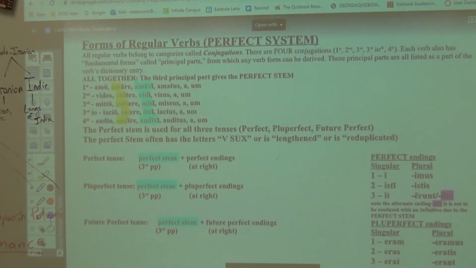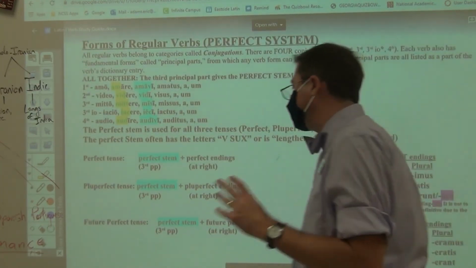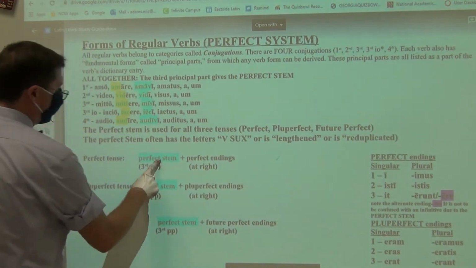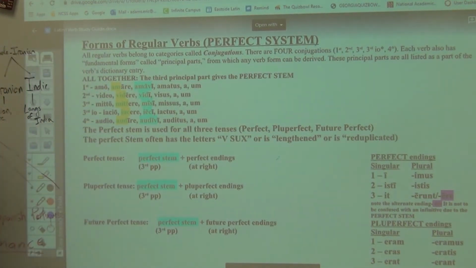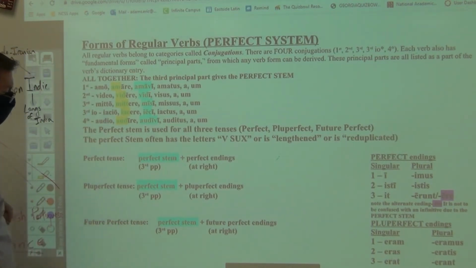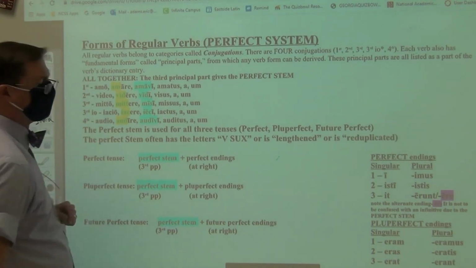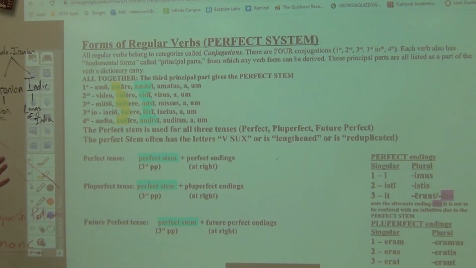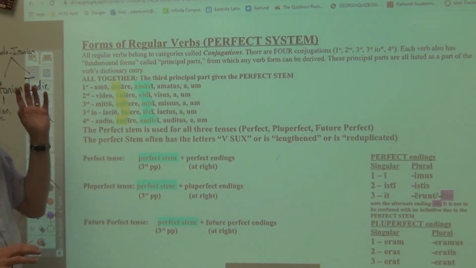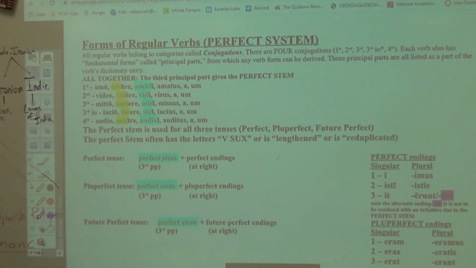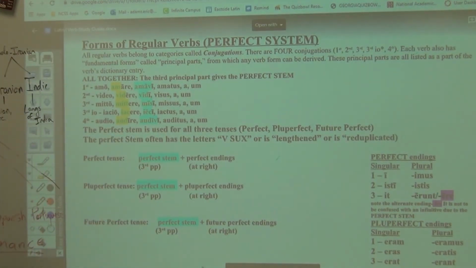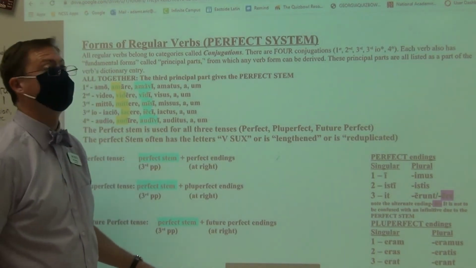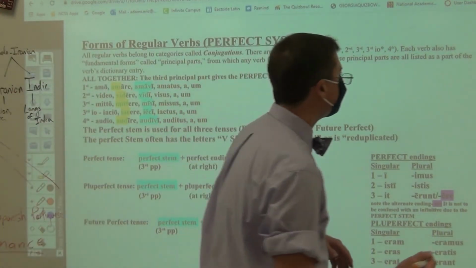And that is it. So to make a perfect tense verb, take a perfect stem. To make a pluperfect tense verb, you take a perfect stem. To make a future perfect tense verb, you take the perfect stem. And all you do, without any vowel, is add to it perfect endings if it's perfect, pluperfect endings if it's pluperfect, and future perfect endings if it is future perfect.